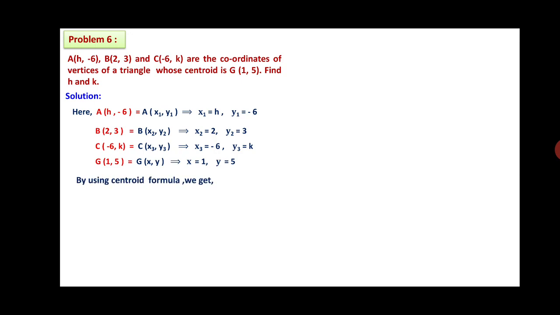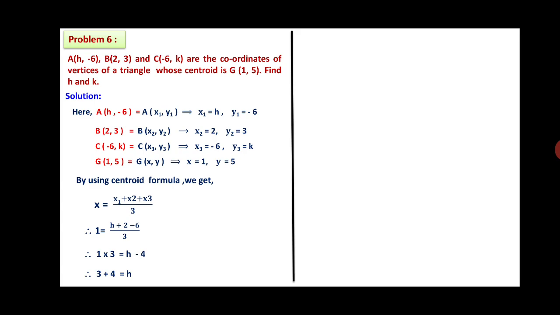So by using the centroid formula we can write x is equal to (x1 plus x2 plus x3) upon 3. Now substitute the values. So 1 is equal to (h plus 2 minus 6) upon 3. Therefore cross multiplication, 1 into 3 is equal to h minus 4, that is -6 plus 2. Therefore 3 plus 4 is equal to h. Therefore we can write that h is equal to 7. You are getting the value of h.